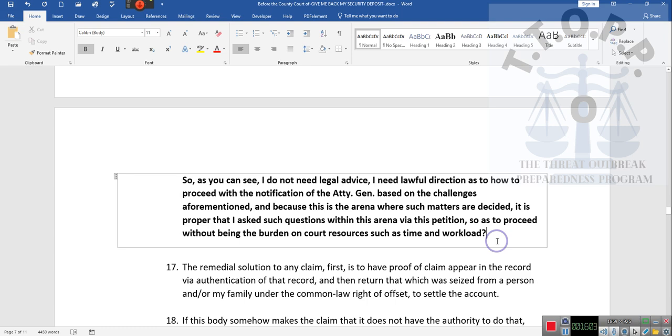Y'all want me to proceed with this, then fine, but that leaves a couple of questions. Now, because I made these challenges, I'm going to have to notify the Attorney General. But wait, I can't notify the Attorney General because the Attorney General is going to have to bring charges against these people if I notify the Attorney General. Somebody's about to get in trouble. And which Attorney General do I notify? Do you see what I'm doing?